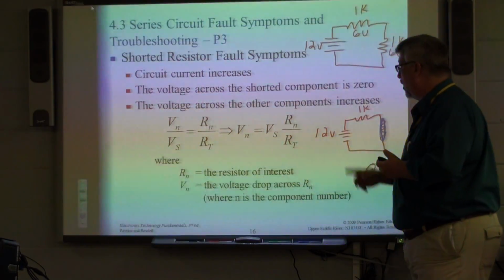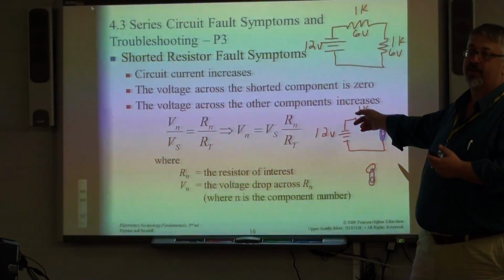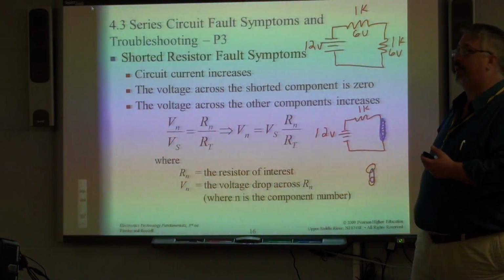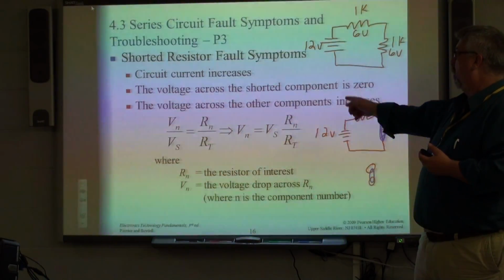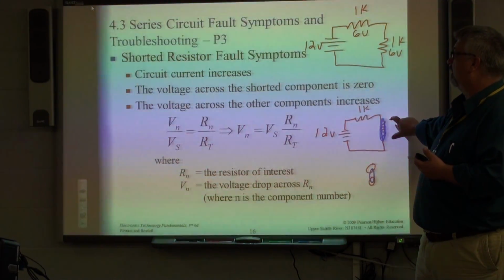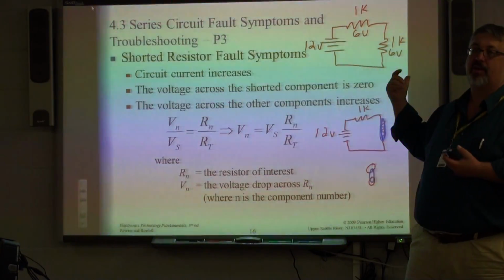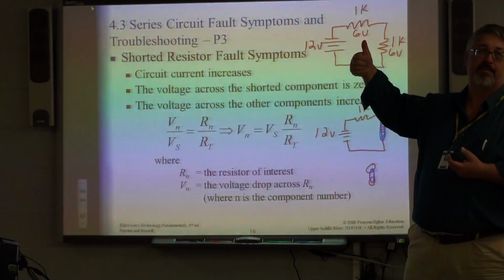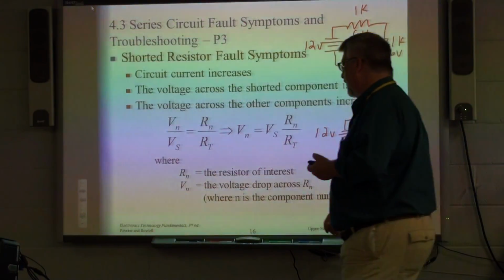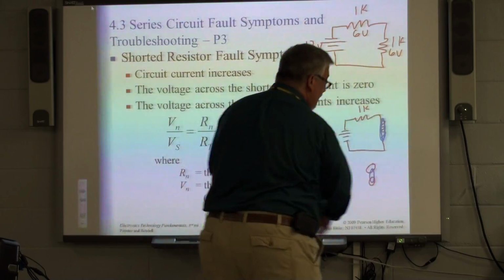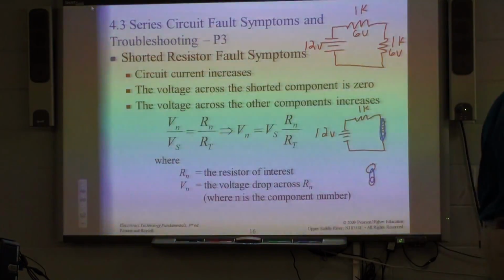So what happens to R1, this one right here, how much is it dropping now? 12, and there's no drop here, right? Because we got a straight path. The voltage across the shorted component is 0. The voltage across the other components increase. So let's draw that again. Let's put 3 resistors in. Let's illustrate this point.